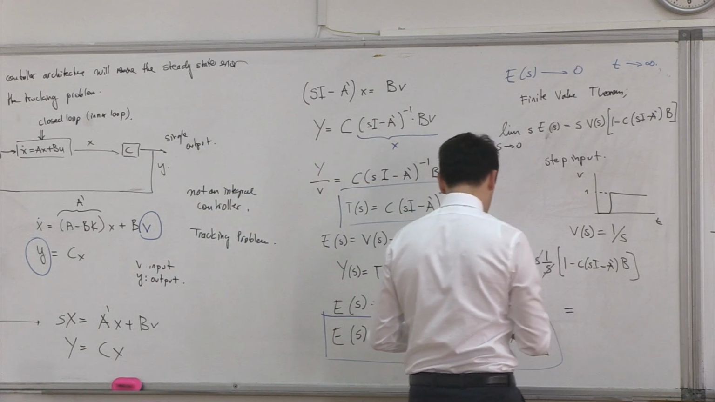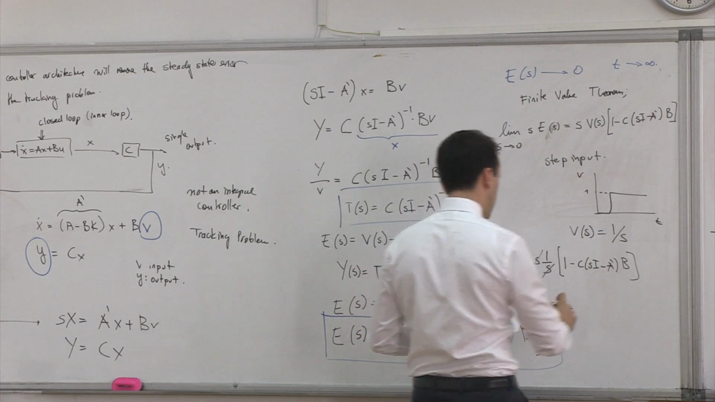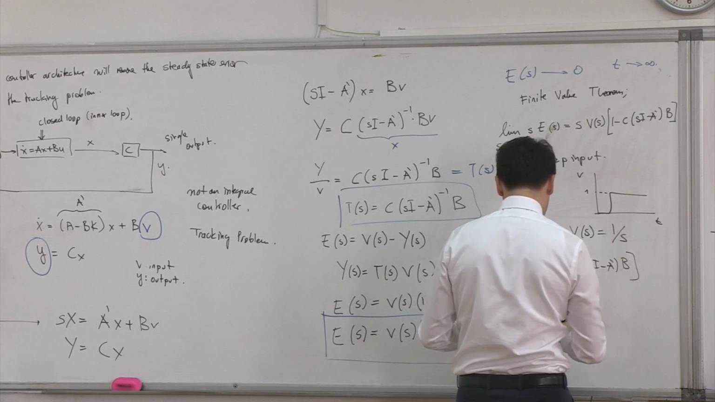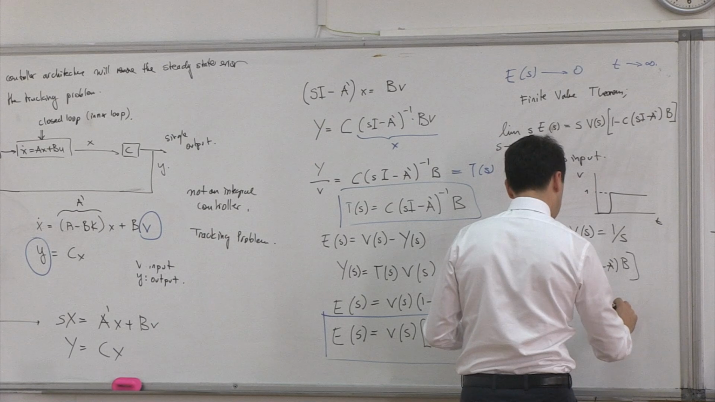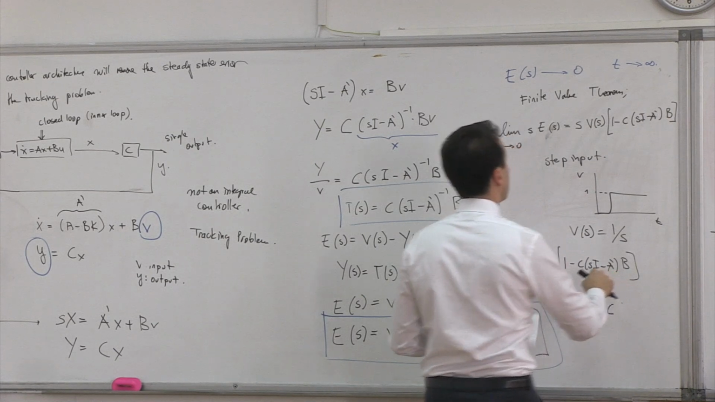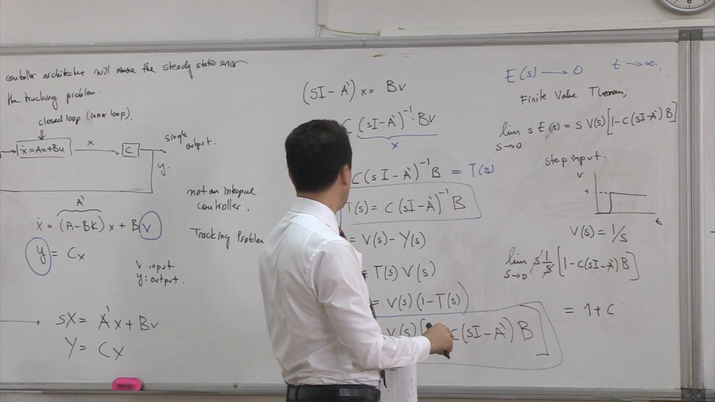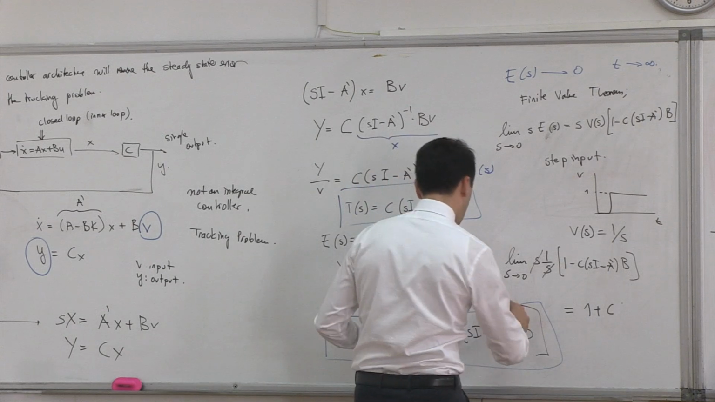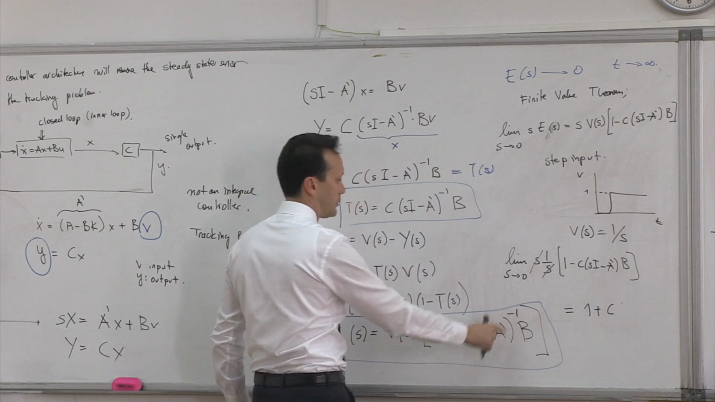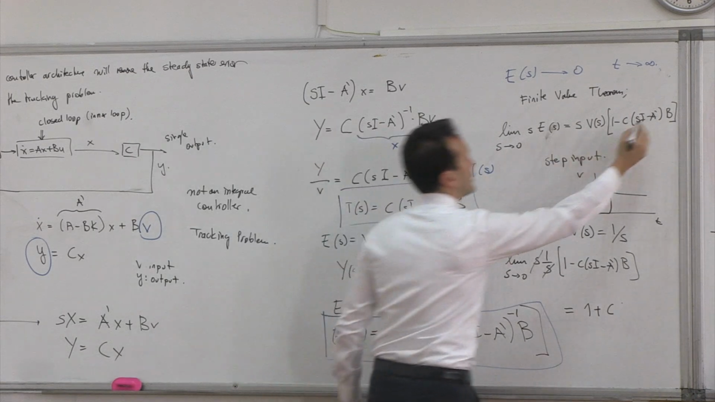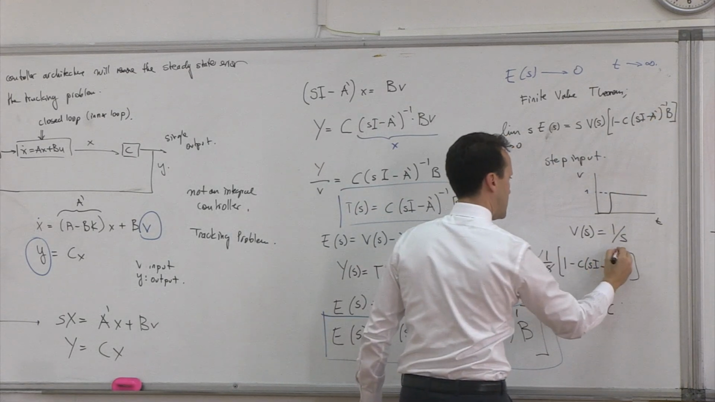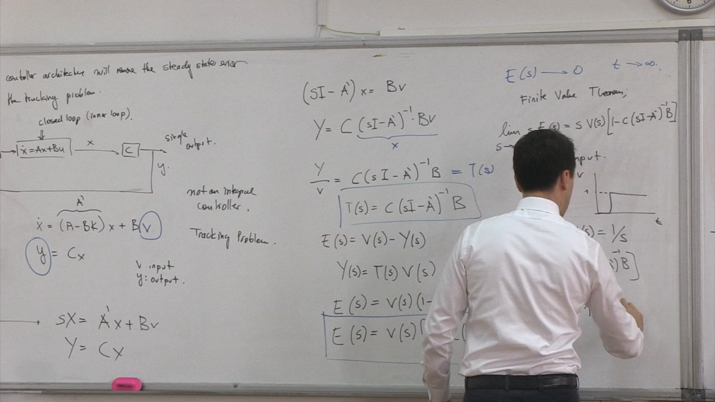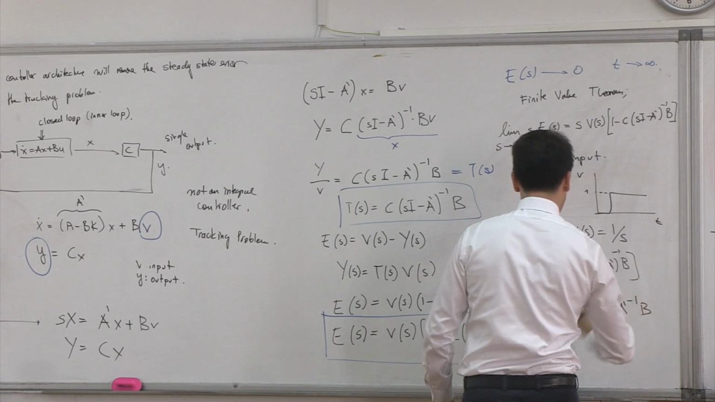They will cancel, of course. With S equals 0, we get 1 plus C. Oh, there's a minus 1 over here, right? 1 minus C times A prime over minus 1 times B. There's a minus 1 here because of this, and here's a minus 1. Sorry. Here's a minus 1.